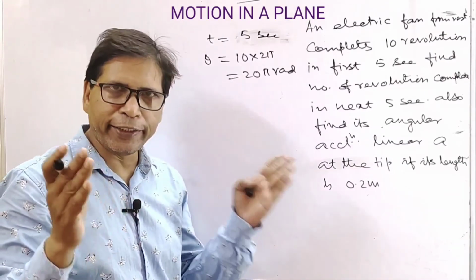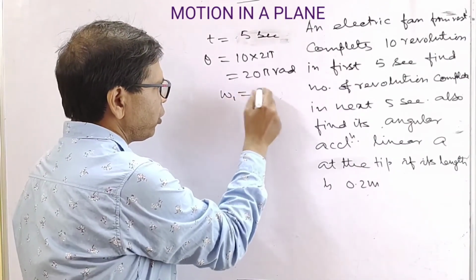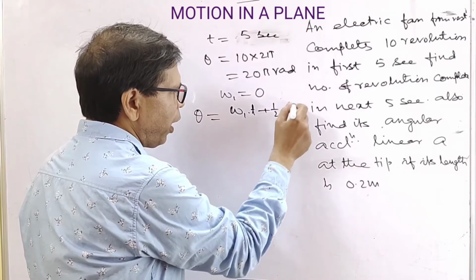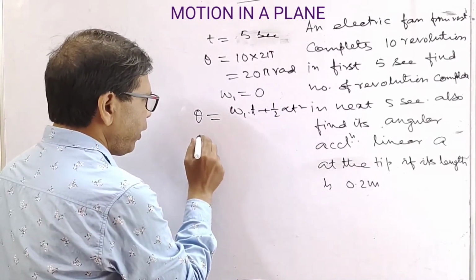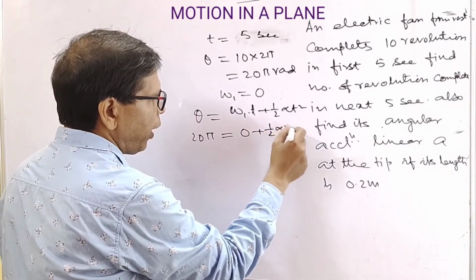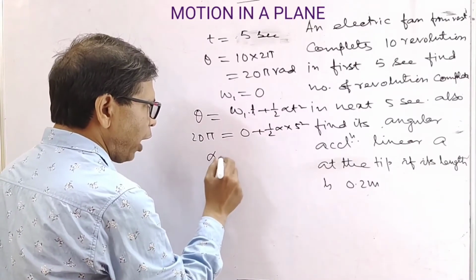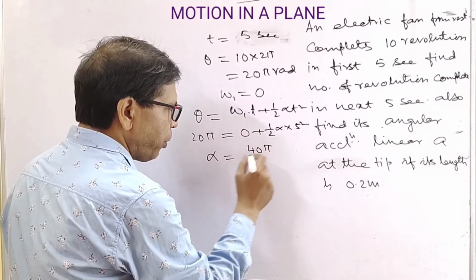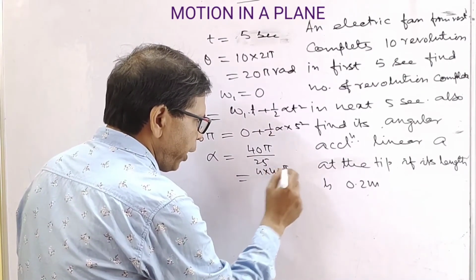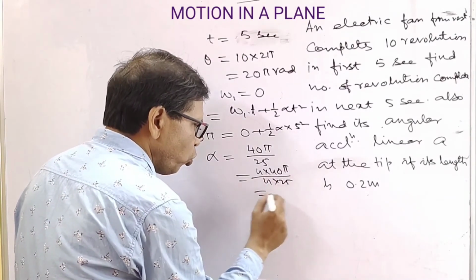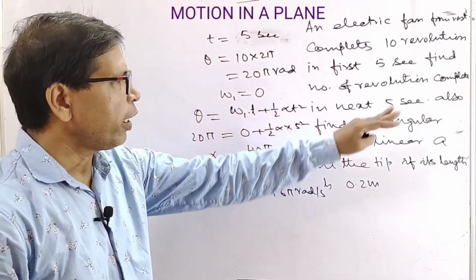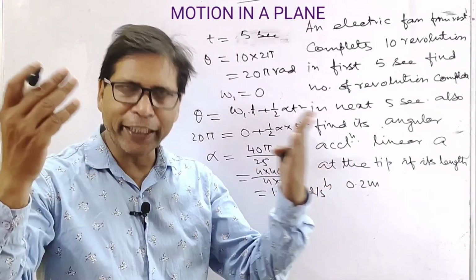As the electric fan is initially at rest, omega 1 equals 0. Now theta equals omega 1 into t plus half alpha t square. So look at this, here theta equals 20 pi, and this is 0 plus half into alpha into 5 square. So alpha is equal to 40 pi divided by 25, which is 4 into 40 pi divided by 4 into 25, so this is 1.6 pi.